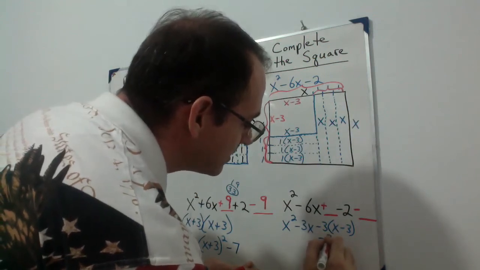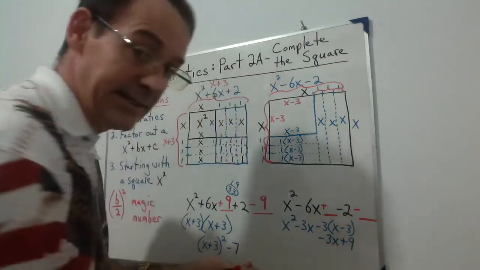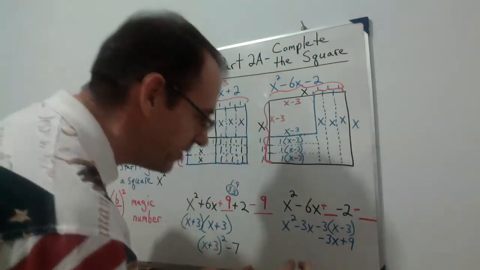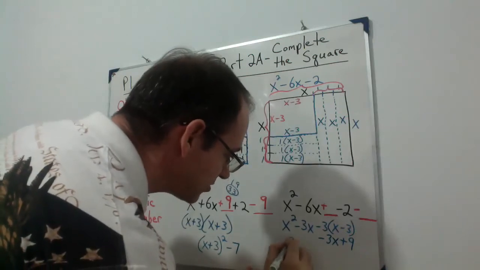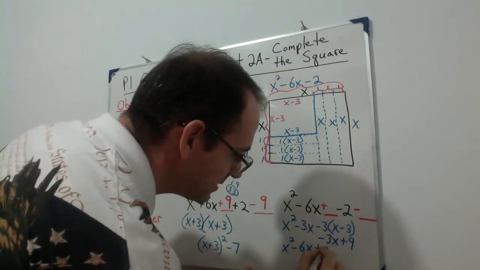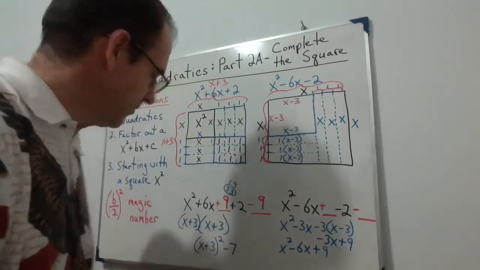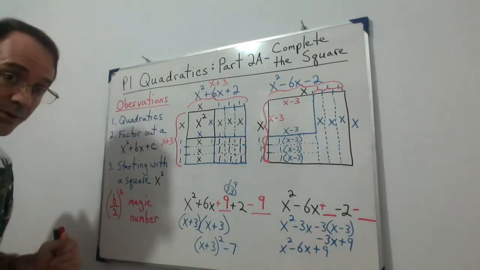negative 3x plus 9. And when we combine this together, we get x squared minus 6x plus 9. Okay, now remember, let's go back to our magic number thing.